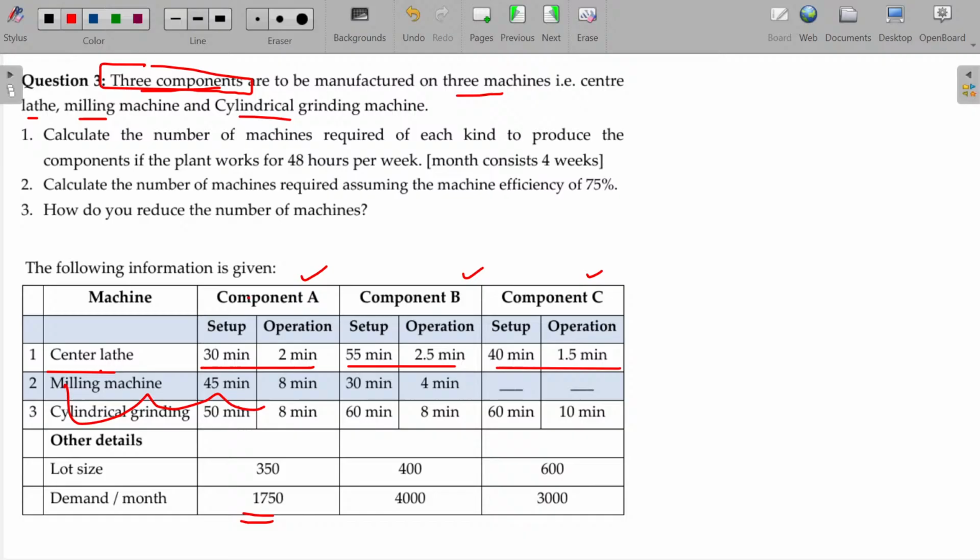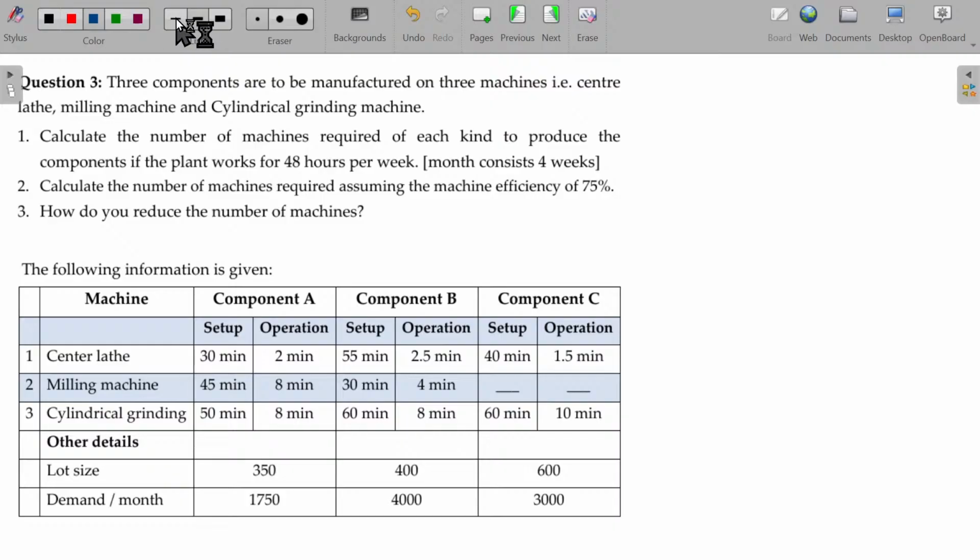The earlier case, you just skip this. This was the earlier illustration. Here we have not only the center lathe, we have two other machines also, milling machines as well as cylindrical grinding. We have to calculate the number of center lathes required for manufacturing component A, component B, component C separately. Similarly, repeat the same for the milling machine as well as the grinding machine. Is that clear?